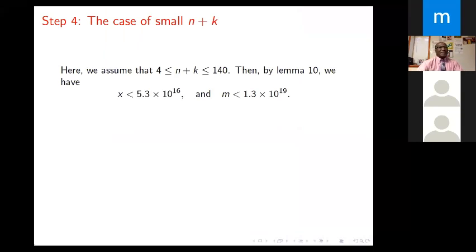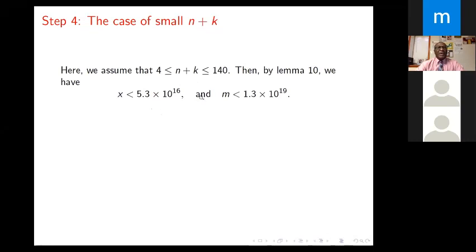So after that, the last step, the fourth step, is to consider the case where n plus k is small. What we did is that we consider n plus k between 4 and 140.